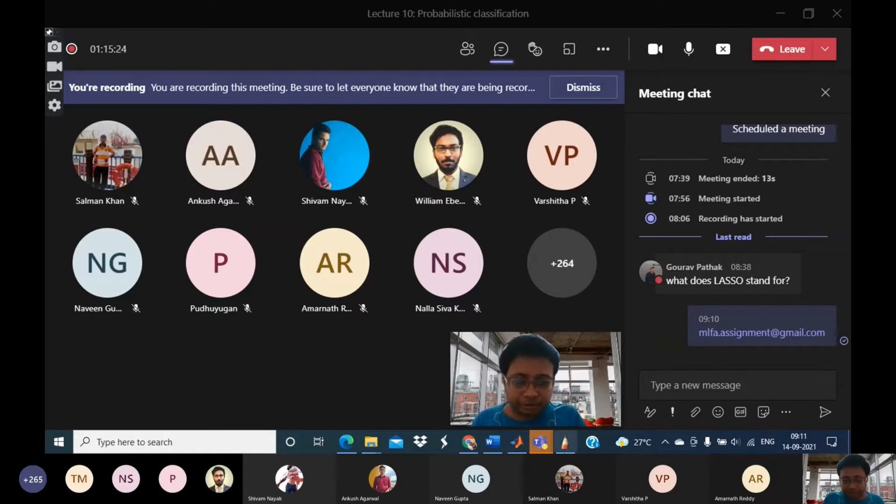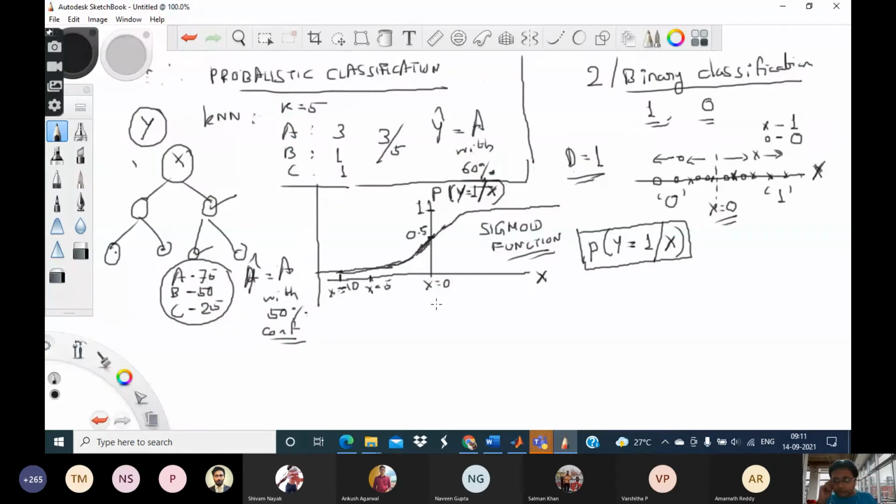Okay, let's come back. As I said earlier, this is the nature of the curve which we will get for probability y equal to 1 given x. Somebody noted that this is the sigmoid function. That's a correction: this need not be the sigmoid function, but the sigmoid function looks somewhat similar to this.